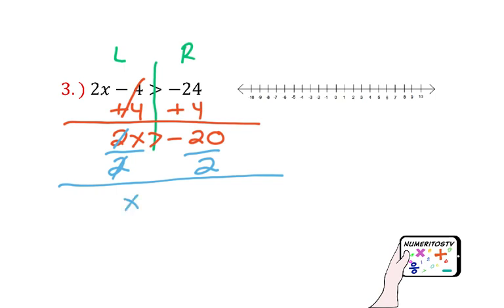So now you have x, or 1x, greater than negative 10. So my variable is isolated. I'm done. How do you graph the solution? x greater than negative 10. Negative 10 is not included, so you do an open circle on negative 10, and then any number greater than that is to the right of that number, so the arrow is going to be pointing to the right.